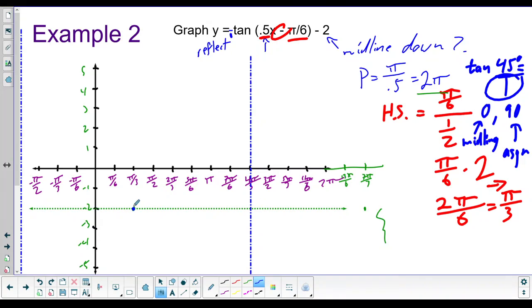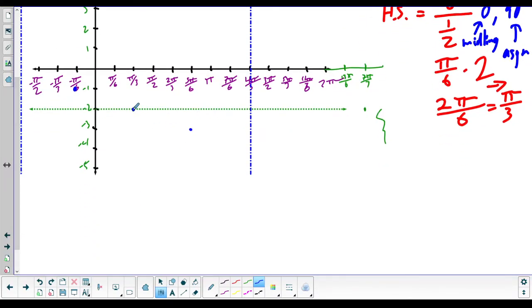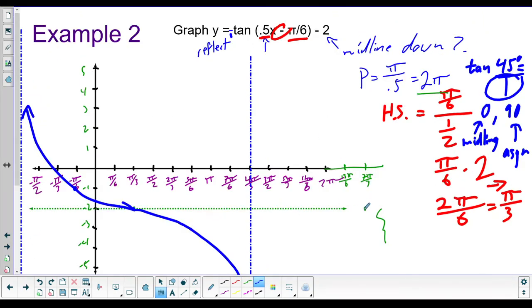So this and this are 6 apart: 1, 2, 3, 4, 5, 6. If we go over 3, that's halfway. This is where our 1 should be, but because our graph is flipped, we're going to go -1 from our midline. Likewise, if we go left 3, we can go up 1. Then we can guesstimate our tangent graph from there. It's going to look something like this. Over here, mid, 1, 2, 3, go up 1. Go right 1, 2, 3, down 1. That looks about right. And there's our tangent graph.